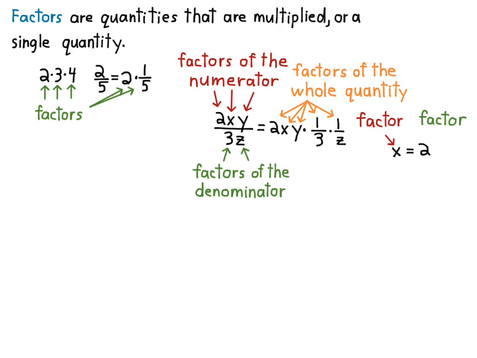Okay, so x equals 2. x is a factor of the left side of the equation. 2 is a factor of the right side of the equation. Think of it as 2 times 1 or x times 1, right? Or just think of it as a single quantity. A single quantity is a factor. It's also a term, right? x is a term of the left, 2 is a term of the right, x is a factor of the left, 2 is a factor of the right.